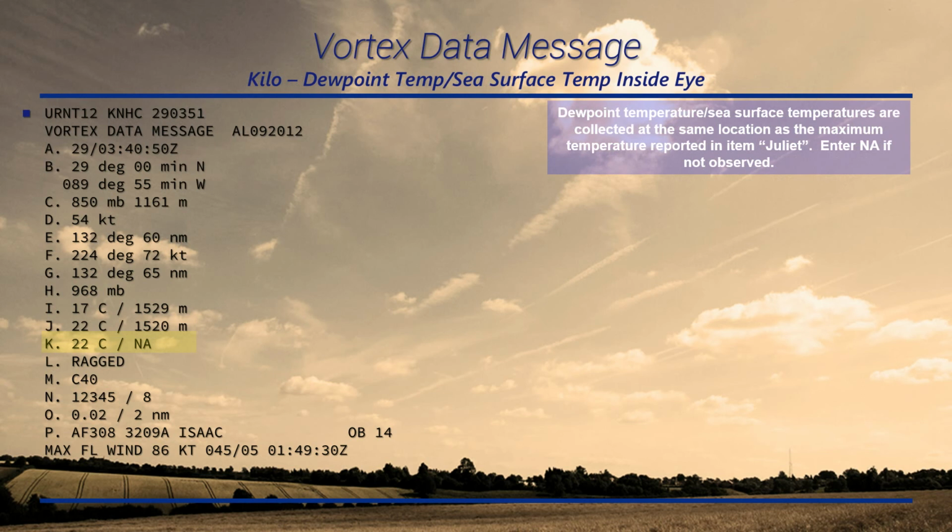Item Kilo, this is going to be the dew point temperature and sea surface temperature inside the eye. Again, it's saturated. Our dew point is 22, which matches our eye temperature. And they were not able to get a sea surface temperature. That would usually be from a drop zone reading.